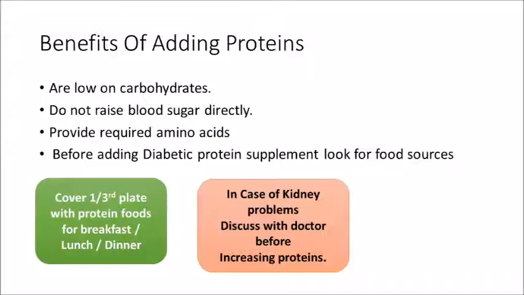Proteins basically do not increase your blood sugar levels as much as carbohydrates do. There is a difference between the effect of having simple sugar and the effect of having a katori of dal. So whenever you are planning your meals, make sure it is combined with carbohydrates and proteins. They also provide you essential amino acids which are required to prevent any further complications in diabetes. You can cover 1/3 of your plate with protein foods. As we said, carbohydrates need to be 1/3 and proteins can also be 1/3 in creating your meal plate.